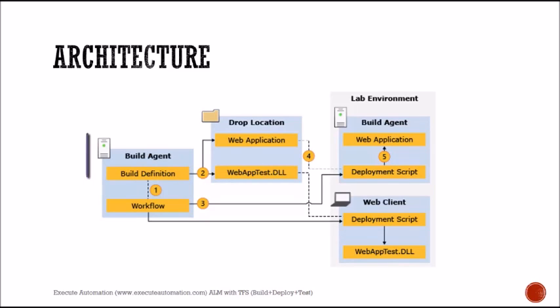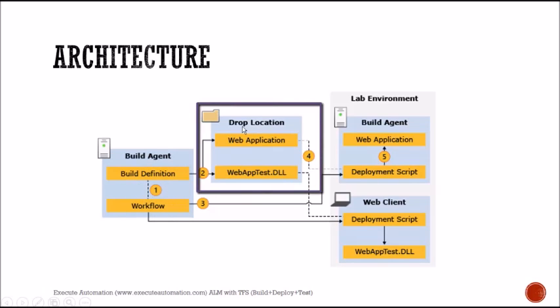You will have a build agent, and it will have build definitions, of course, and it will have some workflow, like which application you're going to build, which test you're going to execute, what kind of test adapter you're going to use, and which machine you're going to deploy, and all those stuffs. So this workflow will be defined in this particular machine, the one which you're seeing here. And then once the build is done, it should be dropped into a location, right? That's called a drop location.